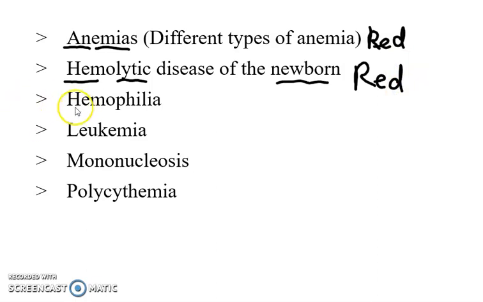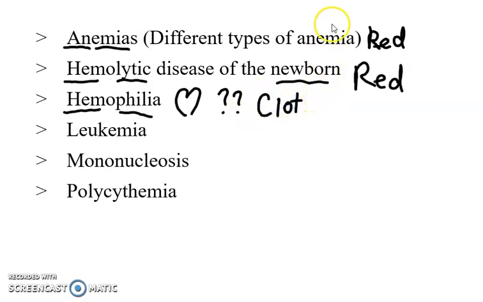Coming over here, we got heme and phile or philia. Philia means to love, and heme is blood. So this is blood lover. That doesn't make much sense, but if you look at it this way, how about you love to bleed? So this one is definitely a problem with clotting. So it's not going to be red blood cell specific. Let's put this in a different color and call this a platelet problem.